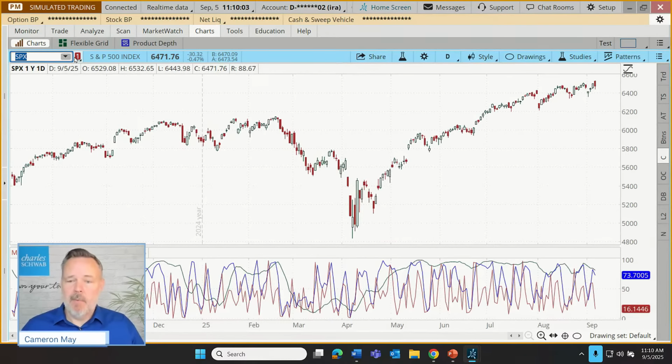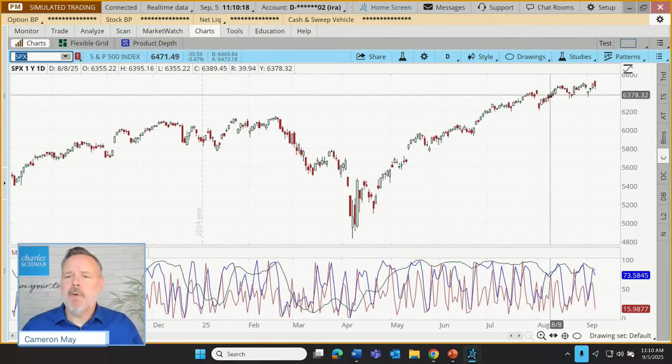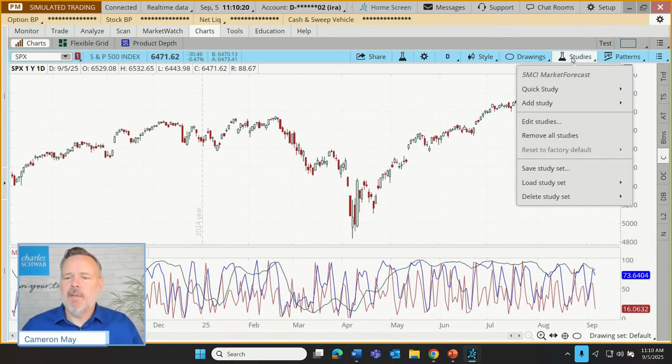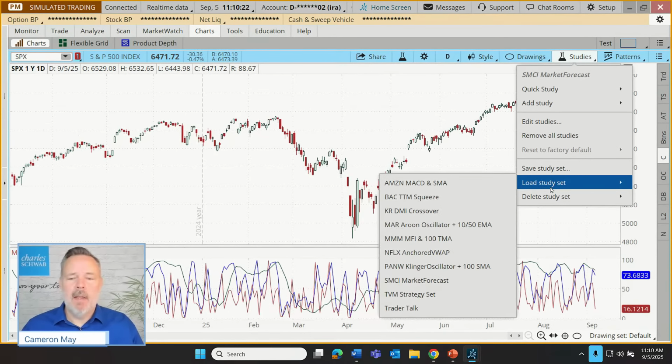So we use a combination of technical indicators in this series. It's just an example combination, but I keep it consistent from week to week to show how a trader might be consistent with their approach. So let's go up here to our studies, and I'm going to load up a different study set. Let's load up our SPX TVM strategy set. TVM stands for Trend, Value, Momentum.